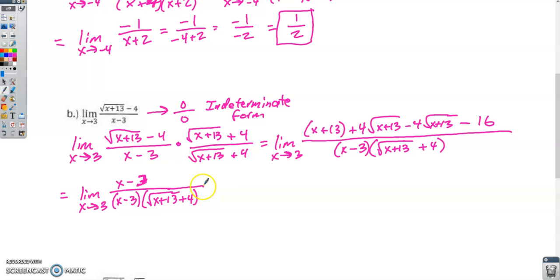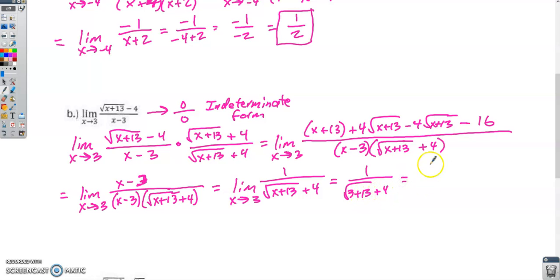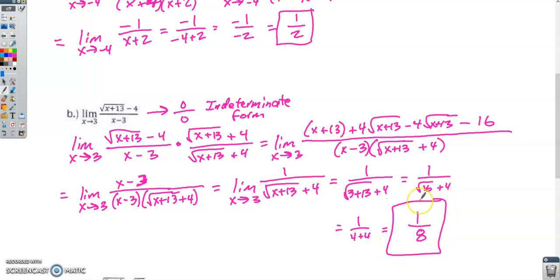And now those x plus 3's can cancel each other out, and I end up with the limit as x approaches 3 of 1 over square root of x plus 13 plus 4. And now we substitute to find our limit. And we end up with a limit of 1 over 8. All right, so that's the second situation when we have a radical, and we need to use the conjugate in order to clear the radical.